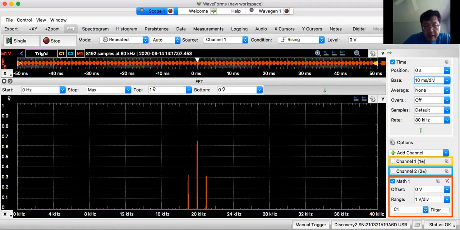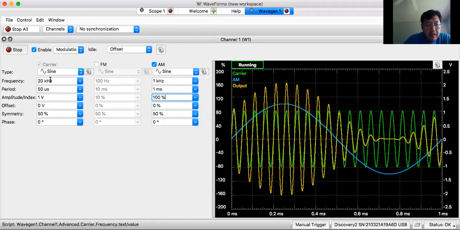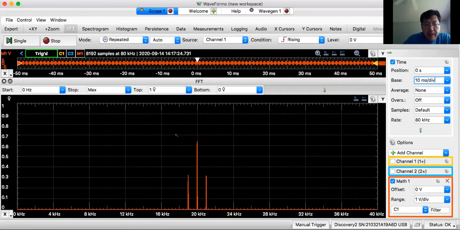Notice in the frequency domain there are 3 components. Component number 1, the bigger one, is the carrier. Why? Because the carrier frequency is 20,000 hertz. So if you look at the spectrum, that 20,000 hertz energy is right here. So this is the carrier. In the AM signal, the carrier is the strongest component in the frequency domain. So 20,000 hertz will be the first component.